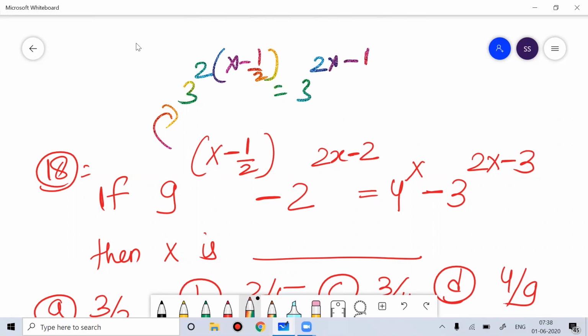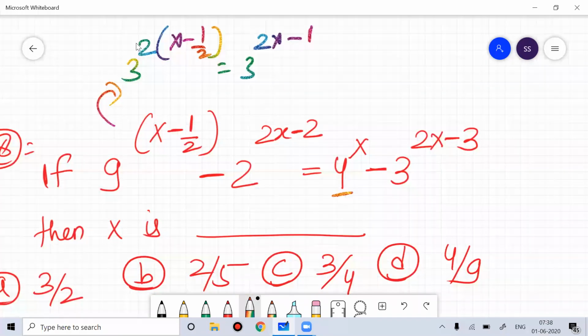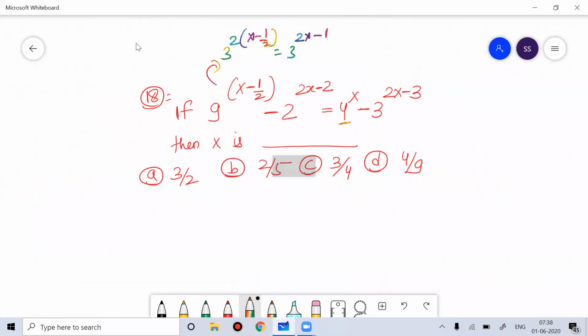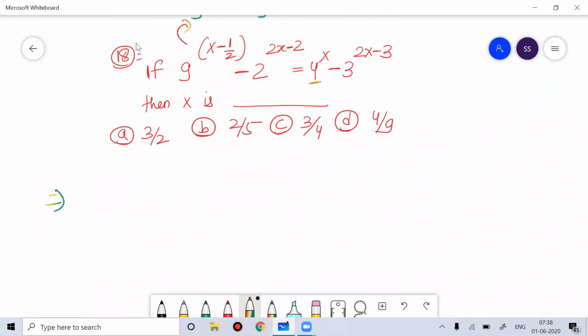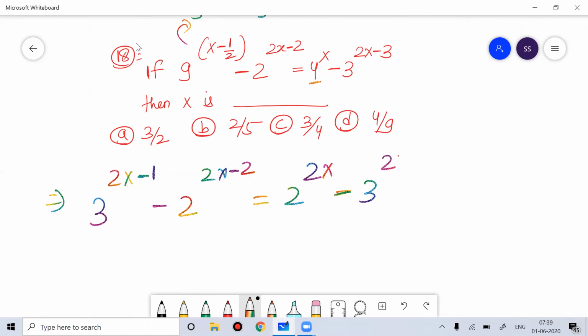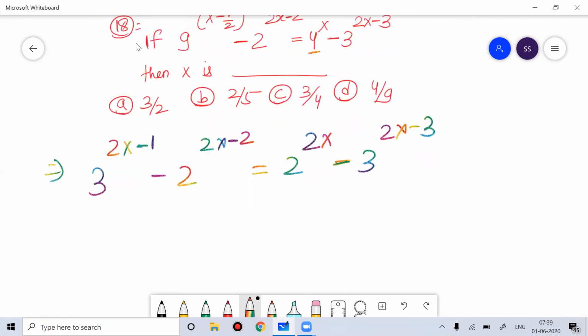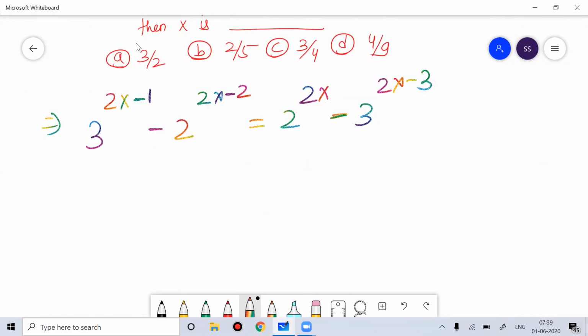Then 4 I can write as 2 square. So if I break this question, this is 3 to the power 2x minus 1 minus 2, 2x minus 2 is equal to 2 to the power 2x minus 3 to the power 2x minus 3. Okay, so bring like terms together.